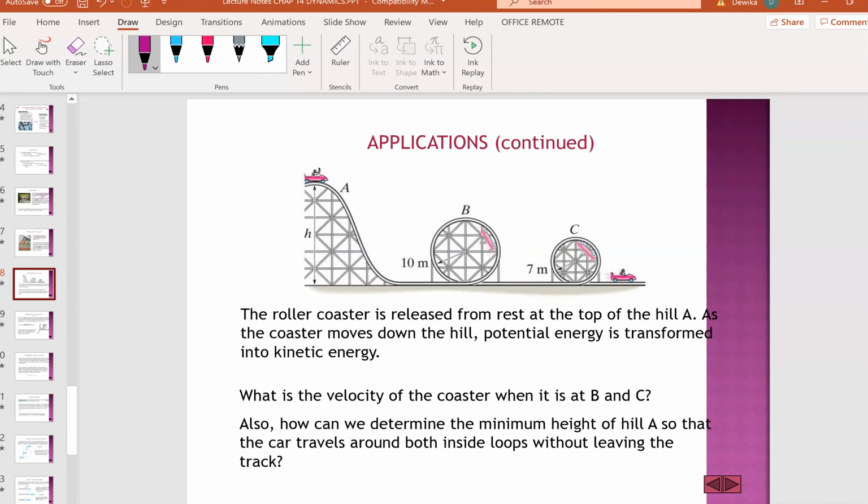Next application, the roller coaster. Released from rest at the top of the hill, the roller coaster moves down the hill and potential energy is transformed to kinetic energy. You have maximum potential energy here, it rolls down and reaches maximum speed at the bottom, then goes up again and comes back down. If it's designed properly, it will go around this turn without even dropping here. But of course you cannot just suddenly stop.